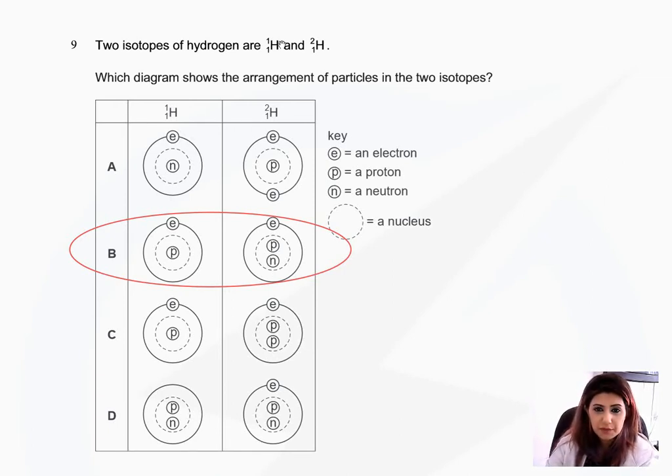Then for that one, the number of neutrons will be 0, because 1 minus 1 is 0. So there's no neutron for this. Here we see a neutron, so that's wrong. Here we see a neutron, that's wrong. We get the answer here, because there's no neutron here. Then you can double check your answer again. You compare 1 proton, 1 proton. 2 minus 1 is 1, so 1 neutron, 1 neutron. And of course, if I have 1 proton, that would be 1 electron as well, which is here.